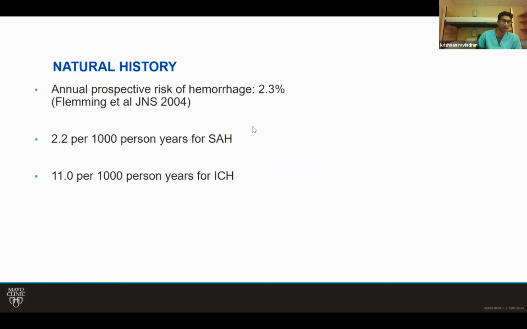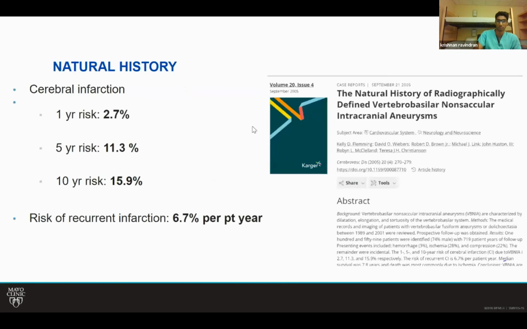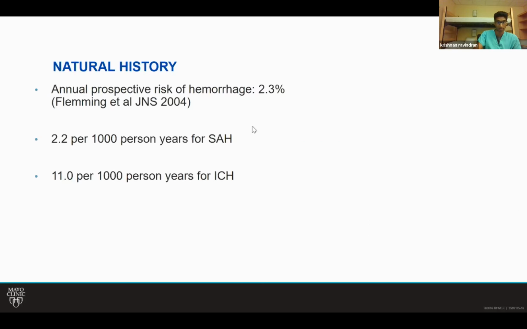Dr. Fleming, in a prior JNS paper, also described the prospective risks of hemorrhage, which was characterized in their paper from 2004 as 2.3%, with a 2-person year per 1,000 person year incidence of subarachnoid hemorrhage, as well as 11 for intracranial hemorrhage, with the caveat that ischemic presentation still remains the most common symptomatic presentation with VBD, arguably.